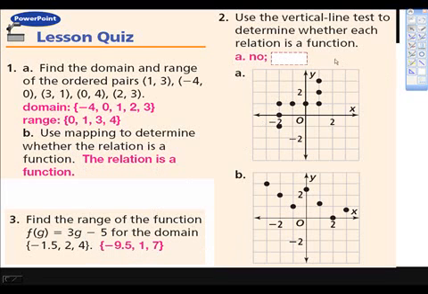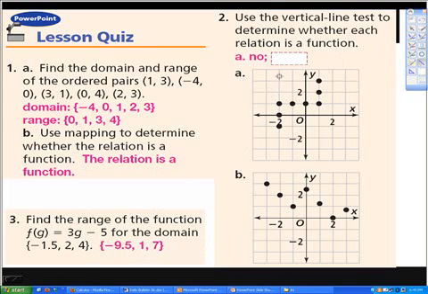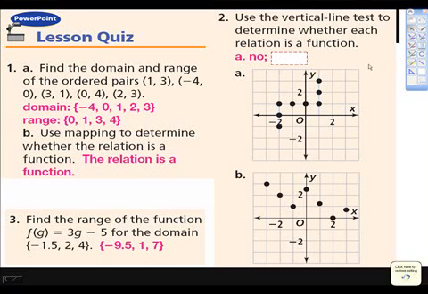For number 2A, you would say no, because it would fail the vertical line test right along here, and also right along here. We hit more than one point. And for B, you would say yes, because there's no way I can draw a vertical line and hit more than one point.